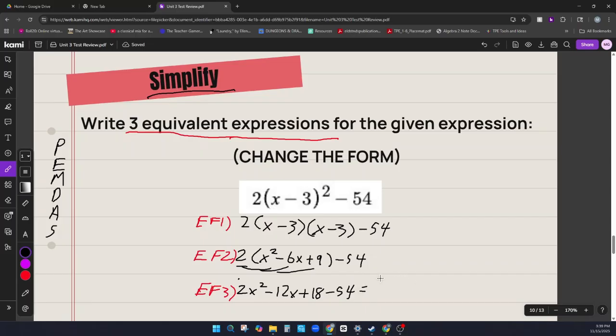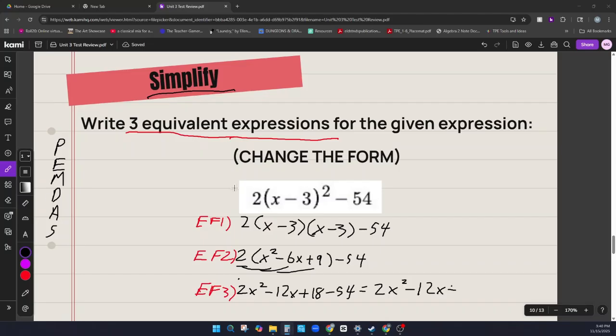One last thing. If you do get to this form and you continue to simplify, I just want to note, what is 18 minus 54? Calculator. So that's going to be 54 minus 18, 36, so negative 36.